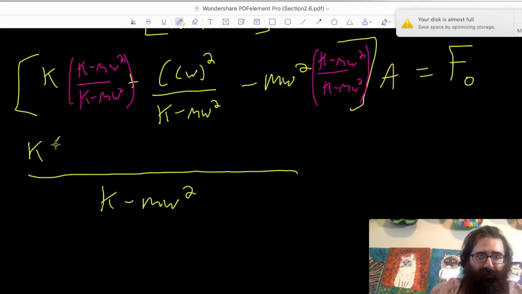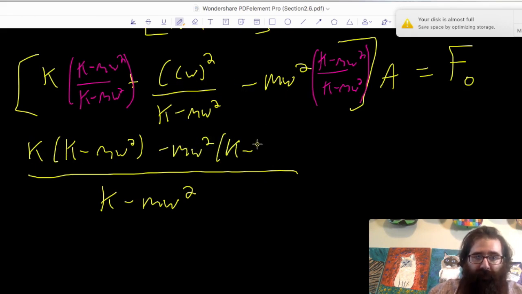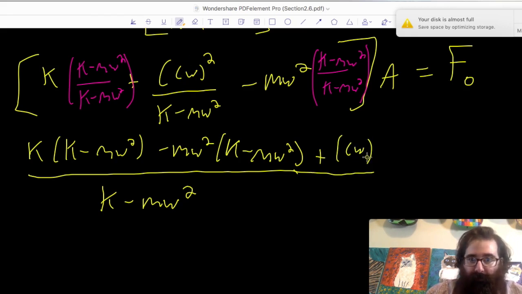I'm going to get in the numerator, so common denominator in the bottom. In the numerator, I get k times k minus m omega squared. Let me write this term last. So I'm going to say minus m omega squared times k minus m omega squared, because I got a trick up my sleeve. And then plus, I got a more fraction bar because I'm not done. This was c omega quantity squared, so parentheses, c omega squared. Then this all times A equals f sub 0.